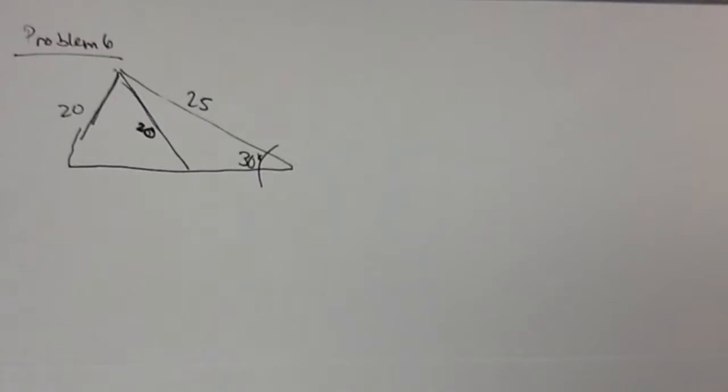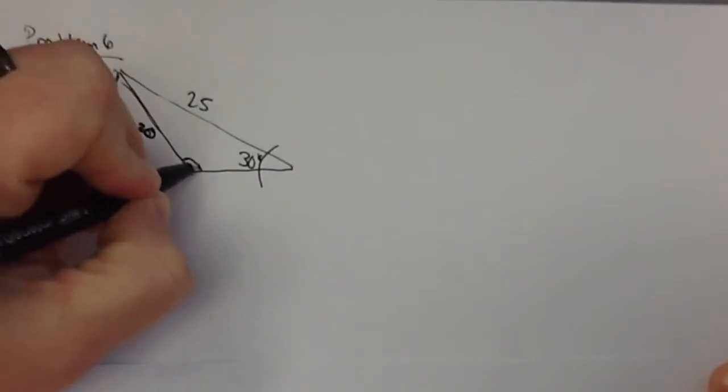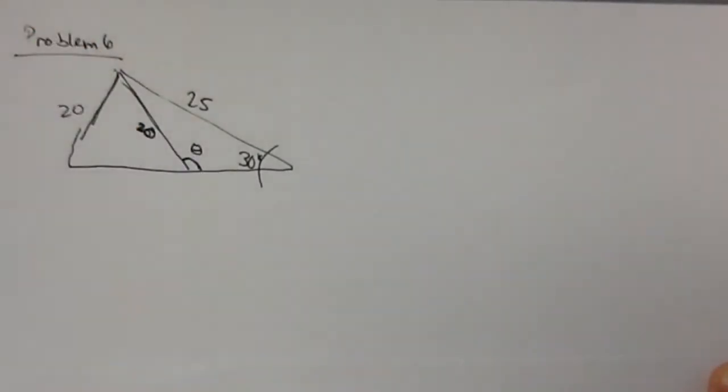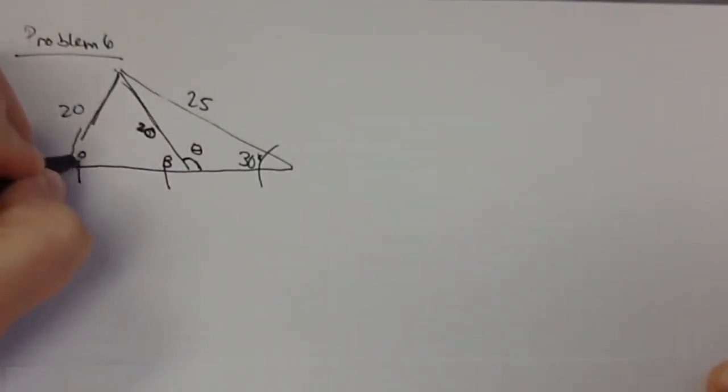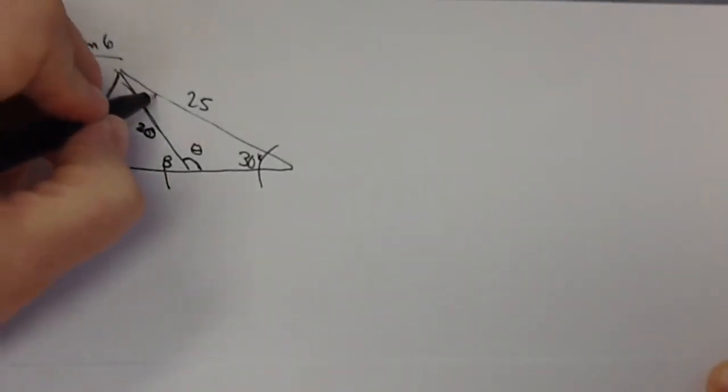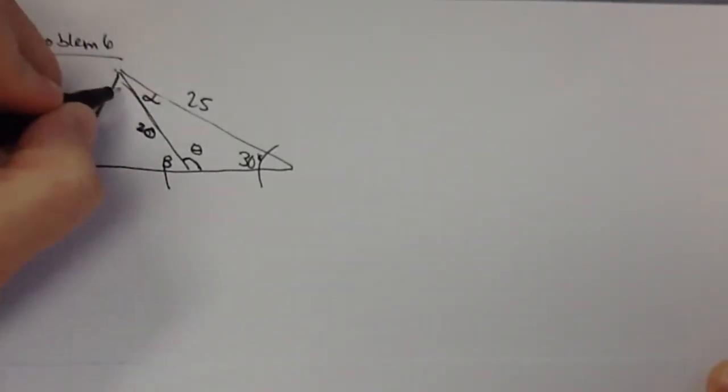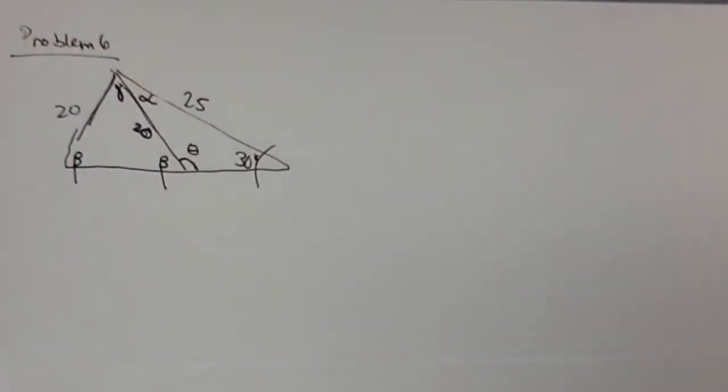So, before we get started, I just want to label a couple of things. We're going to call this angle theta the whole time. We're going to call this angle beta the whole time. We're going to call this angle alpha and this angle gamma, just to keep ourselves straight, okay?